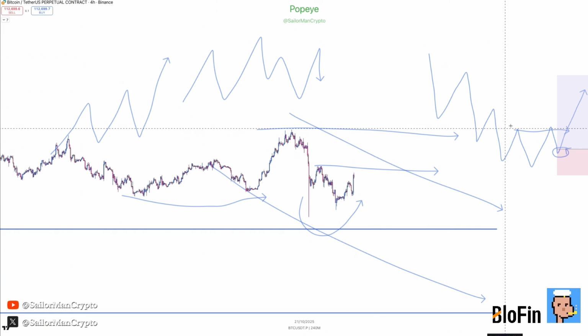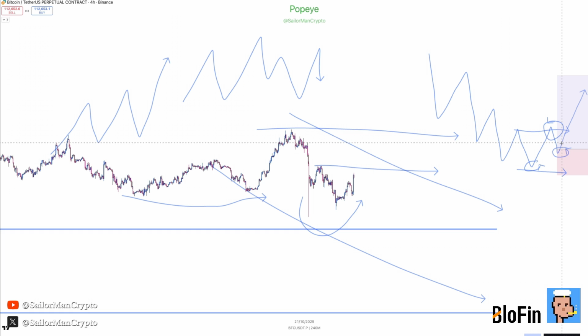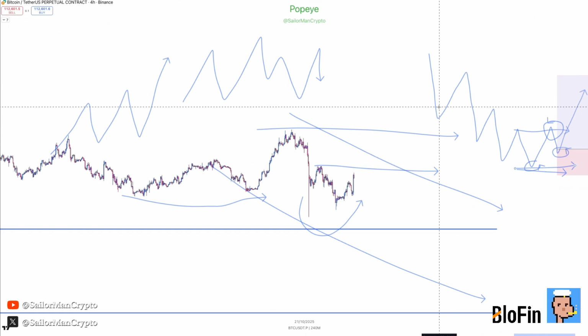because now you know you have a structure. Here the structure was broken. If this break of structure is a real, good one, there is no reason to come down below this one, so your invalidation will be more clear and, let's say, safer.